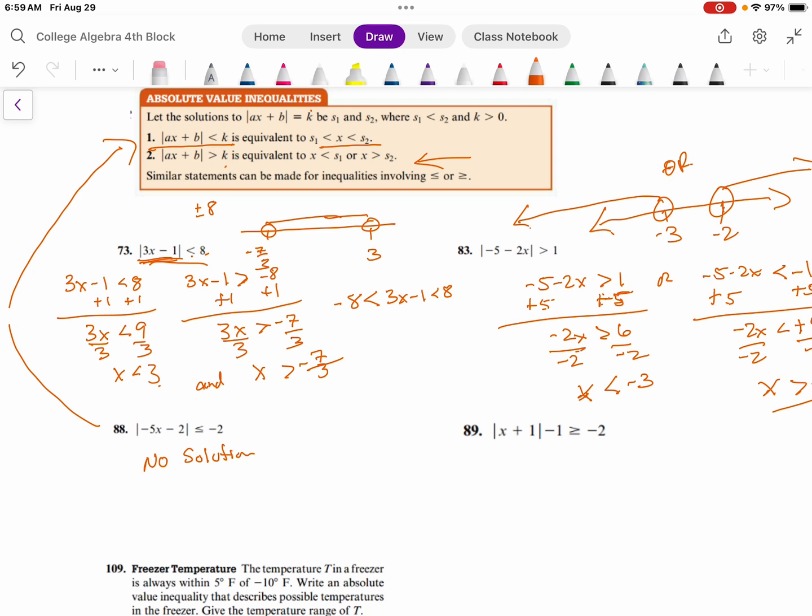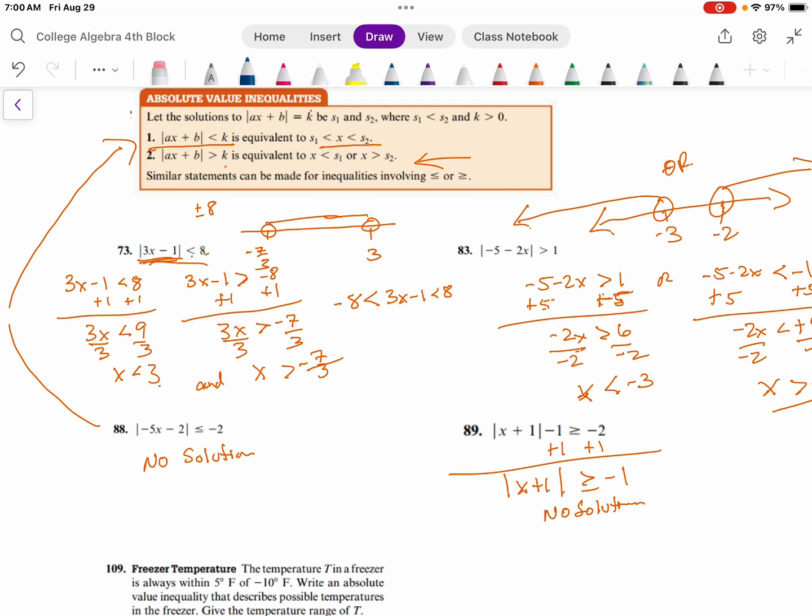On 89, I have to add the 1 first before I make a decision. And then here, as we look at it, can the absolute value of something be greater than or equal to a negative 1? Well, technically we can be greater than a negative 1, but we can't be equal to it. So this is another no solution. So I don't have to keep on solving this one.